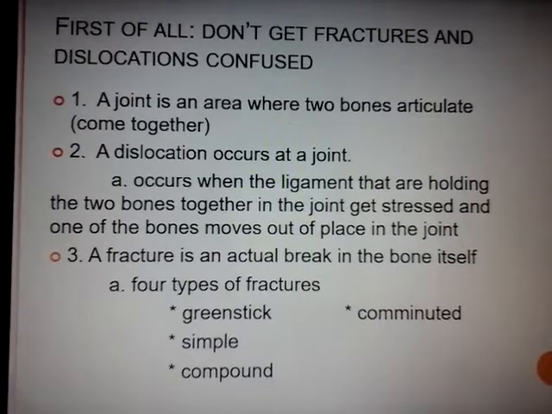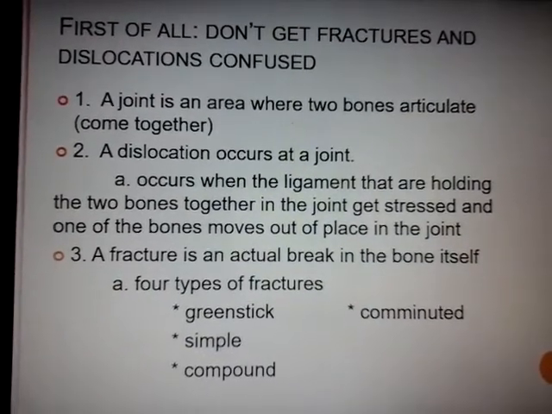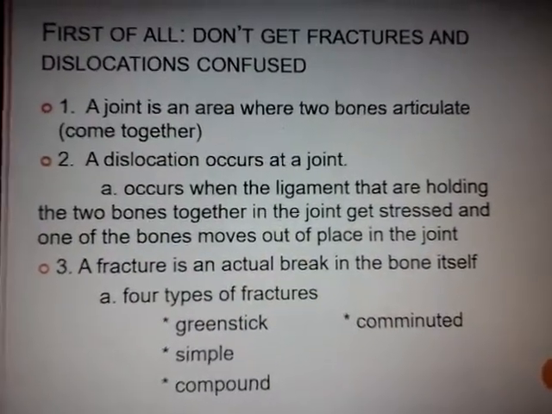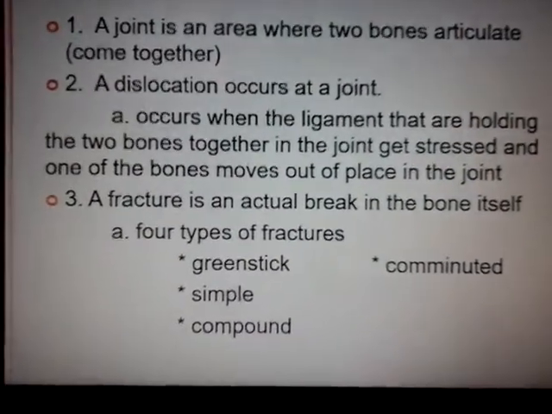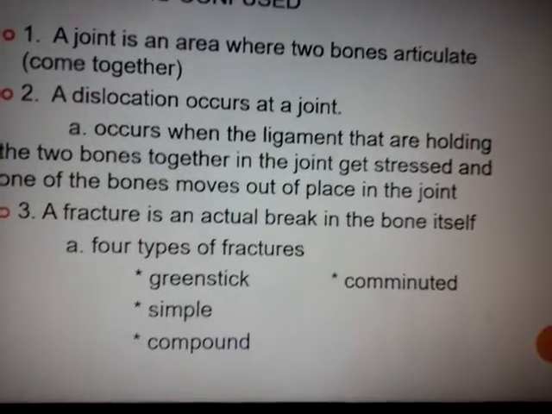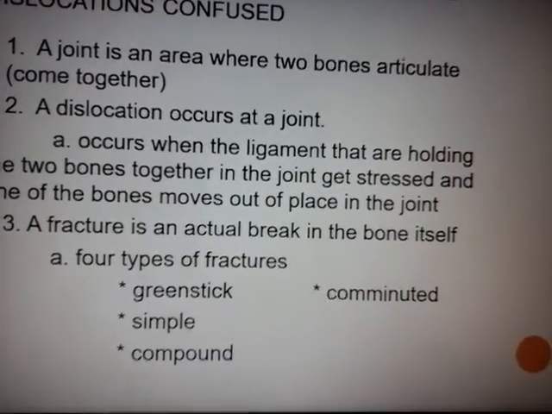So with a dislocation, the bones are fine. It's just the joint that is messed up. When we talk about fractures, oops, that's my finger, sorry. Fractures are actually breaks in the bones themselves. And so we're going to look at these four kinds of fractures. We've got something called a greenstick fracture, a simple fracture, a compound fracture, and a comminuted fracture.